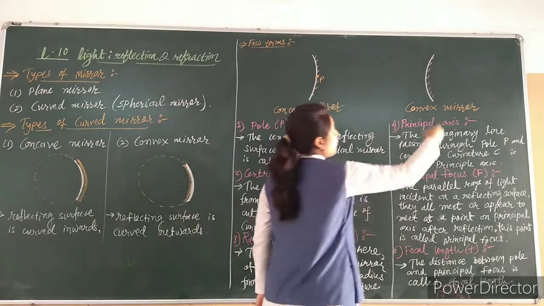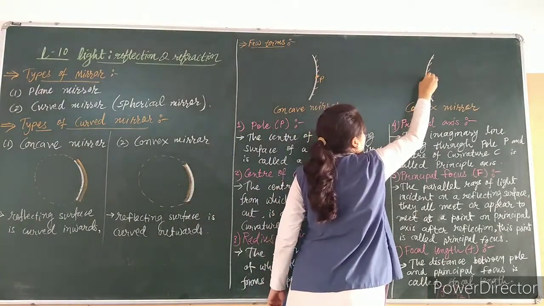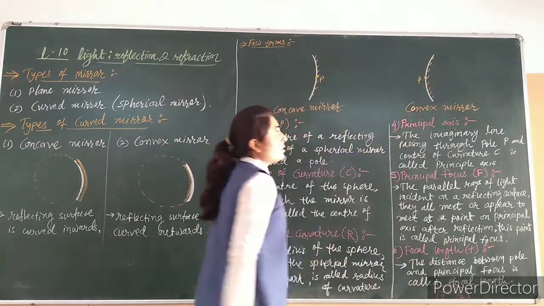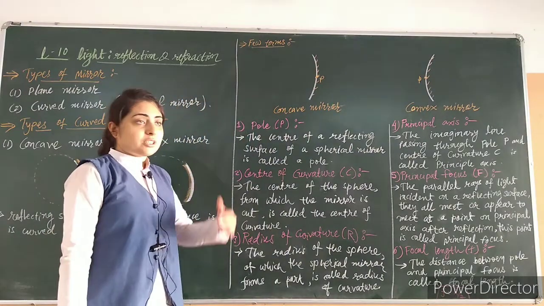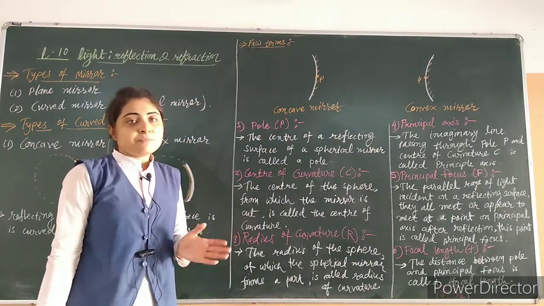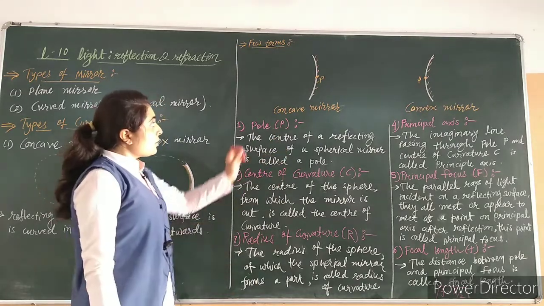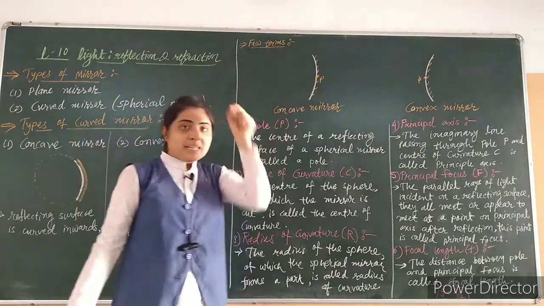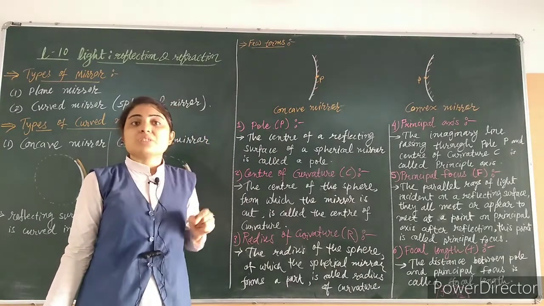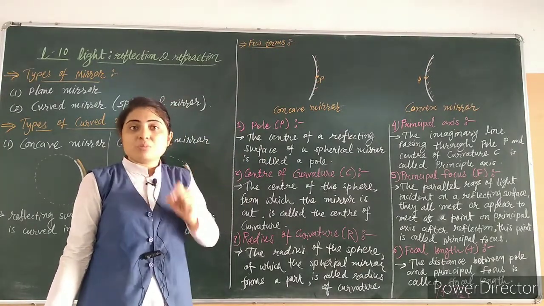Same way for the convex mirror, the center of a reflecting surface is called the pole, that is denoted by capital P. And we can say that pole P lies on the mirror. Okay, that point is on the mirror.